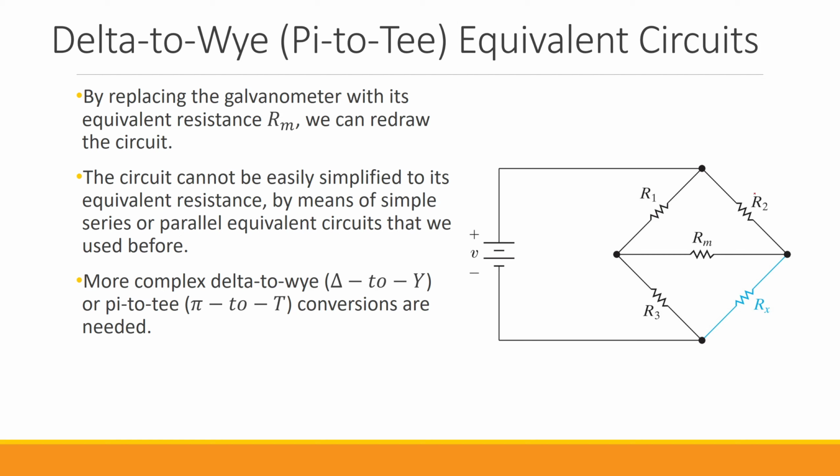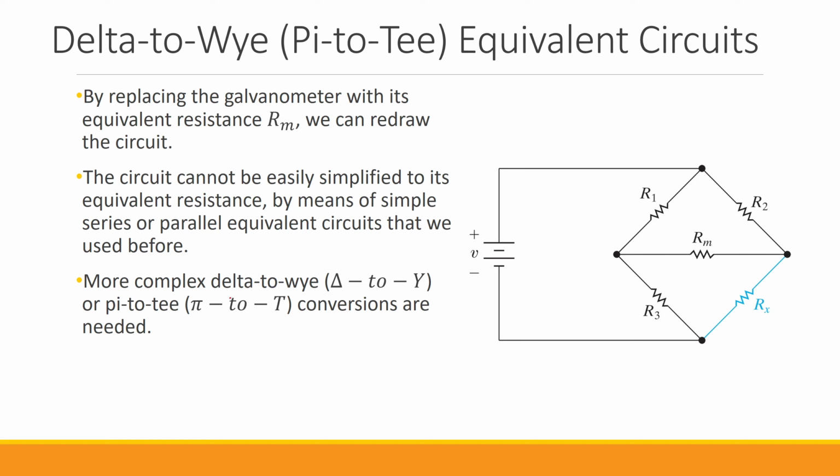Because this node, which is shared between R1 and R2, is also connected to this DC voltage source, right? The same is true for the other ones as well. So R2, Rm, and Rx are neither in series nor in parallel, right? Because of that, it is not as simple to find the equivalent resistance for this circuit. So for us to simplify this circuit, we need to come up with a little bit more complex conversions. So here I talk about delta to Y and also pi to T conversions.